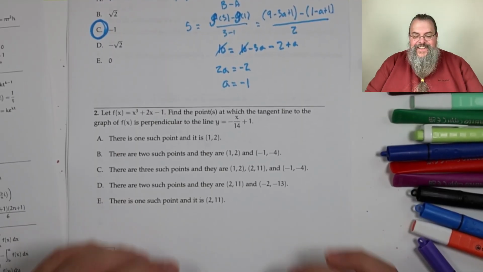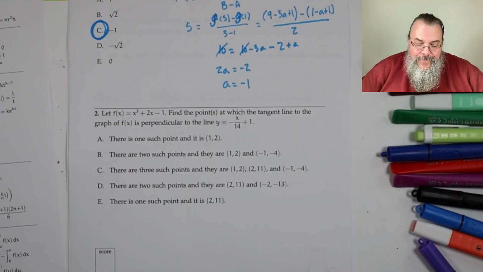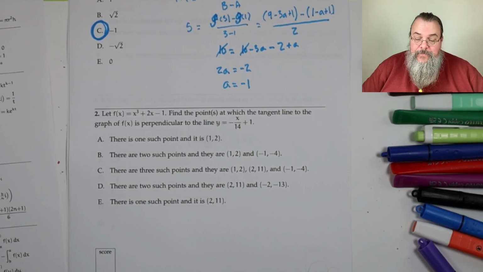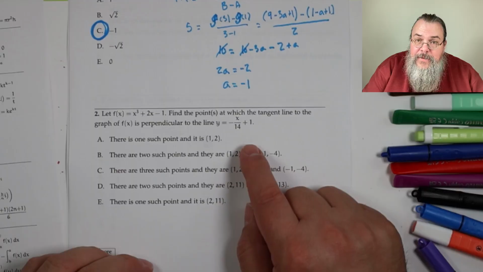Yeah. All right, let's move on to number 2. Let f of x equal x cubed plus 2x minus 1. Find the points at which the tangent line to the graph of f of x is perpendicular to the line y equals minus x over 14 plus 1.